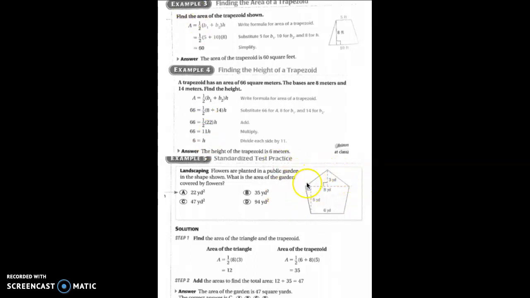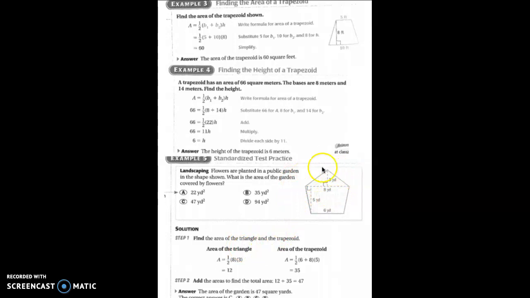Our last example here, we have a compound shape where it consists of a triangle on top and then a trapezoid on the bottom, which makes up a pentagon. And you're asked to find out what is the area of this entire shape. This might look complicated, but if you cut this shape in half and look at the triangle itself and then the trapezoid by itself, then it should be pretty straightforward. All you have to do is find the area of the triangle first, and then the area of the trapezoid, and then just add them together.